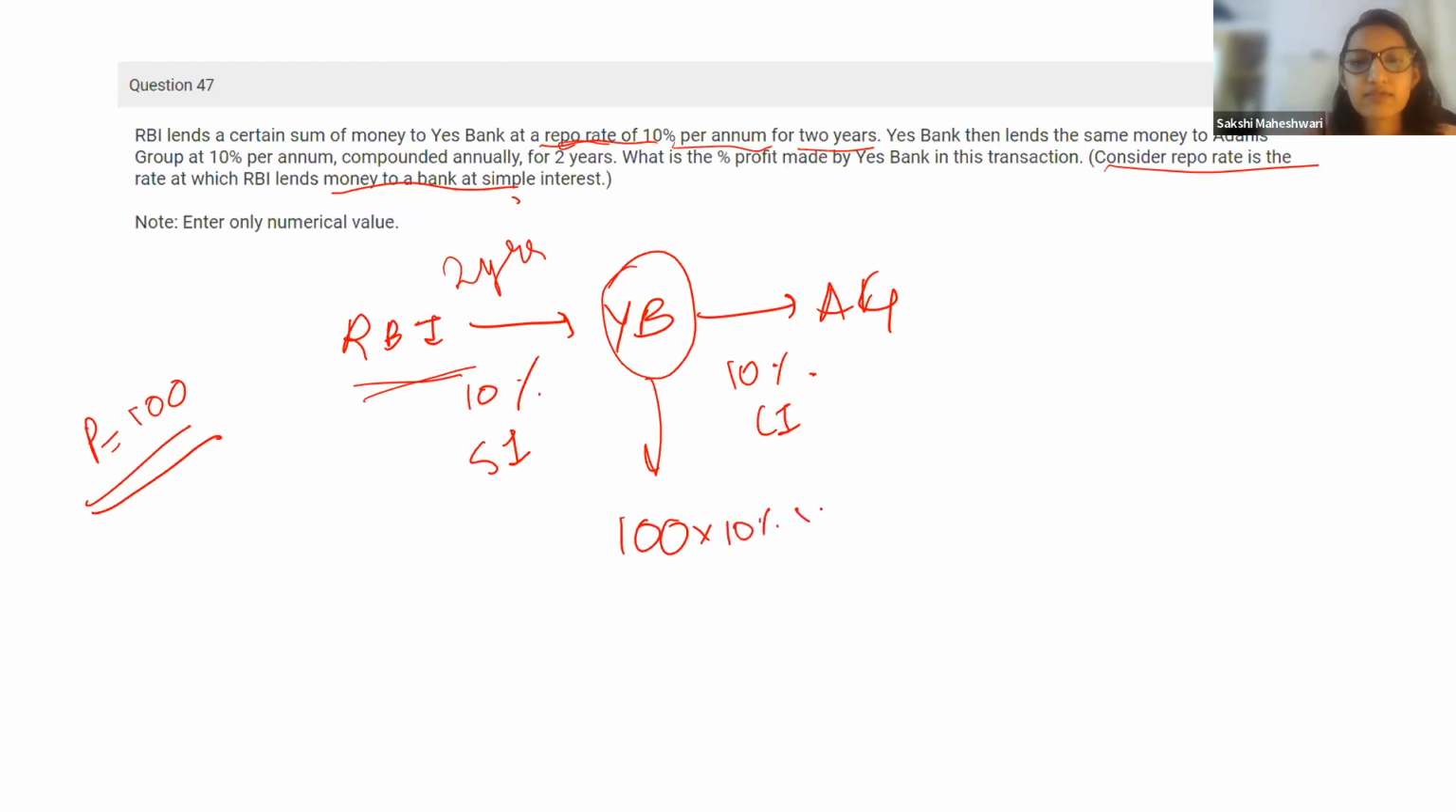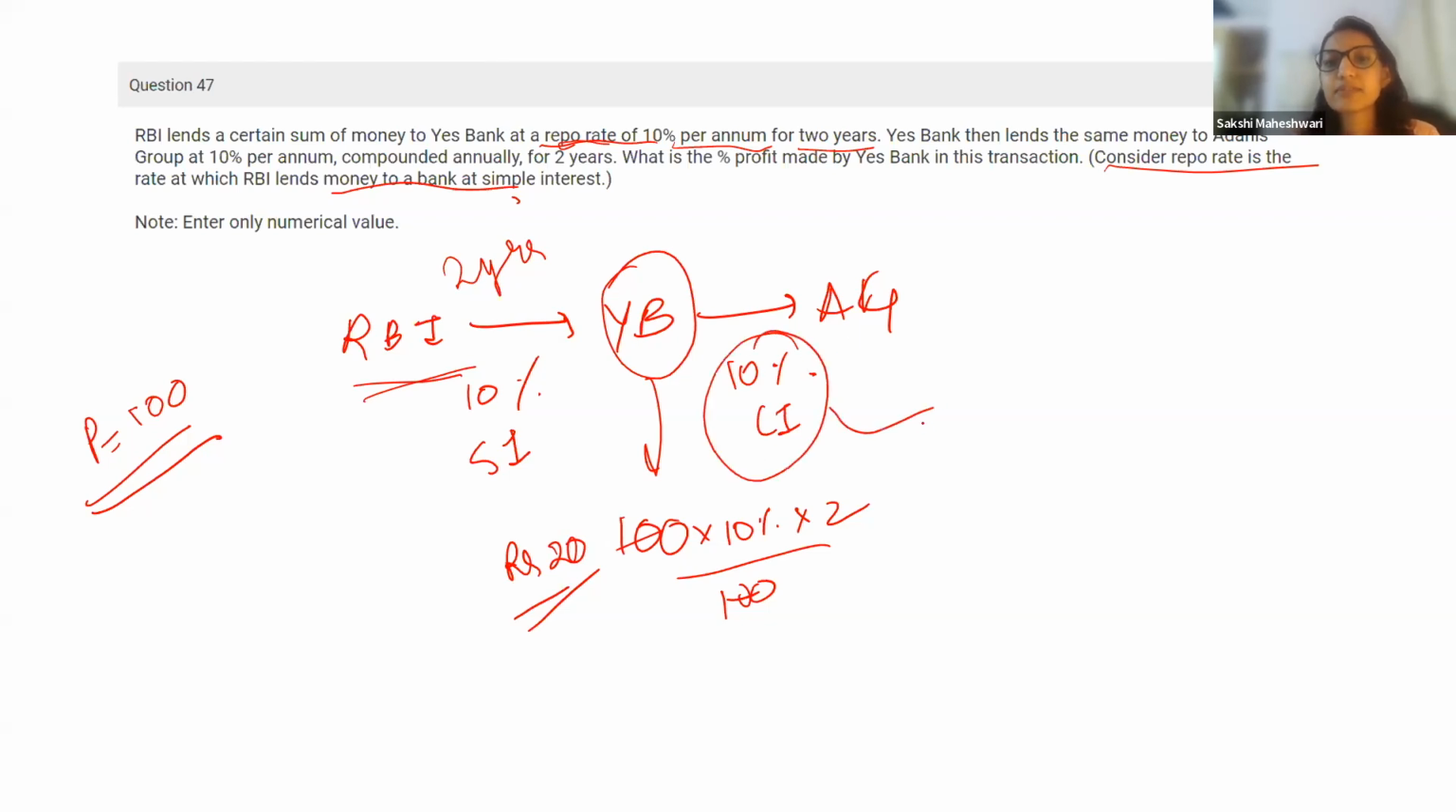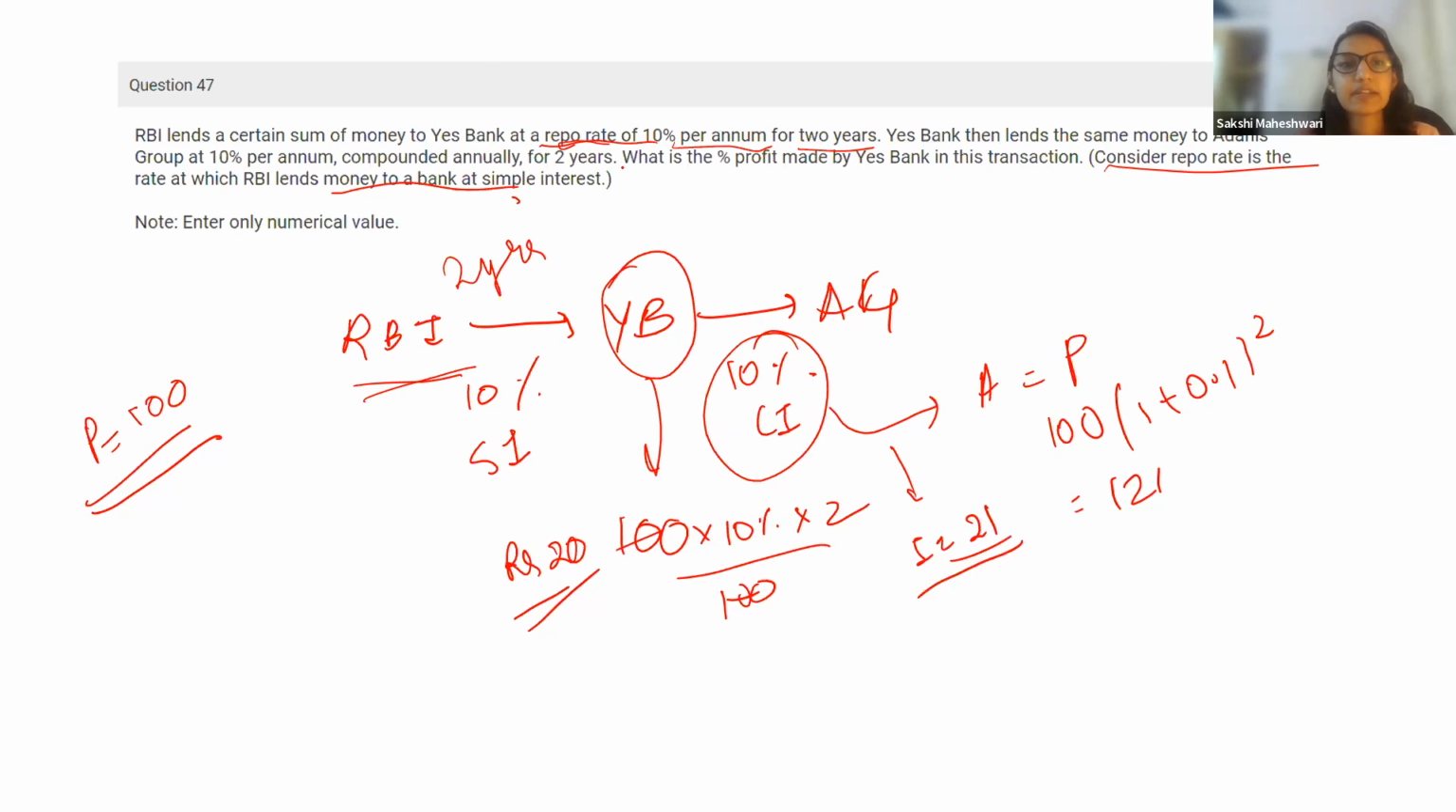So 100 into 10 into 2 by 100, this will be rupees 5. Sorry, I think I made a mistake. Yeah, this is 20, sorry. And for the compound interest for 2 years, the amount will be P into 1 plus 0.1 power 2, so 100 into 1.1 squared. This is 121. So the interest gained here is 21 rupees, right? So what is the benefit?